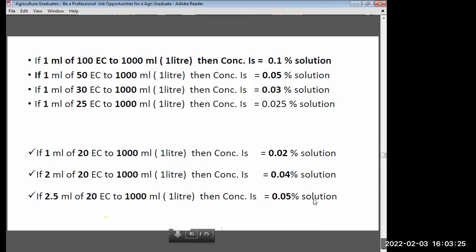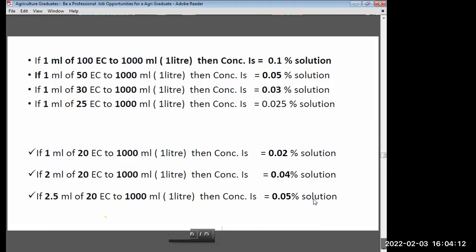If 1 ml of 30 EC like Rogar is added to 1 liter of water, it means 0.03%. The Rogar 0.03% is actually a recommended dose for field crop. Then 100 half is 50, 50 half is 25. When it is 100 EC, it is 0.1%. When it is 50 EC, it will be 0.05. Still half means 0.025. So 25 EC of a chemical like methyl demeton. There is one chemical called methyl demeton, which is as good as Rogar. It is always systemic. This 25 EC added to 1000 ml means 0.025.